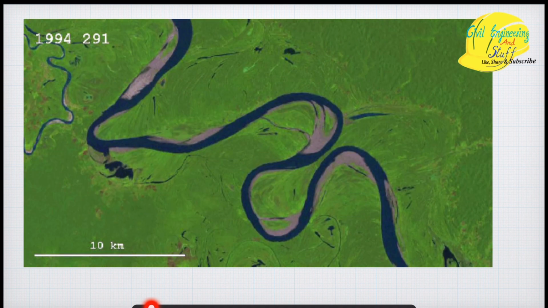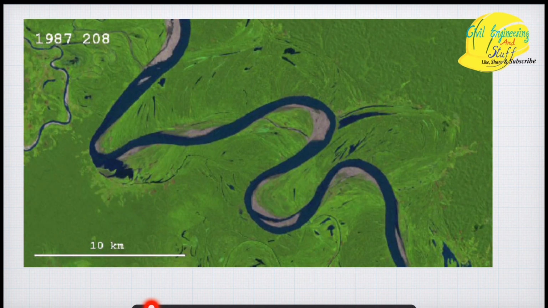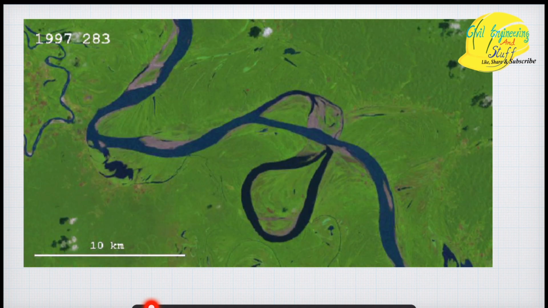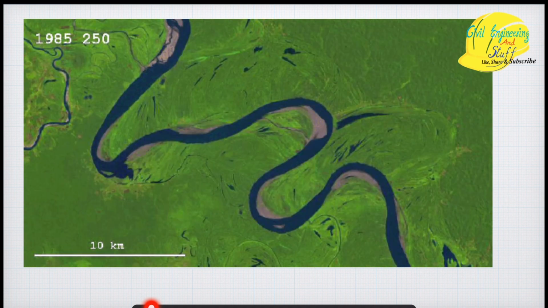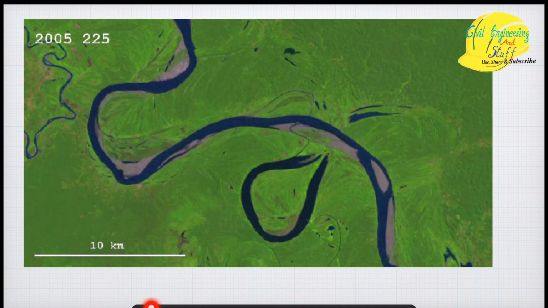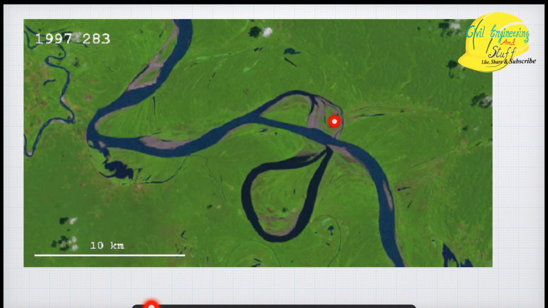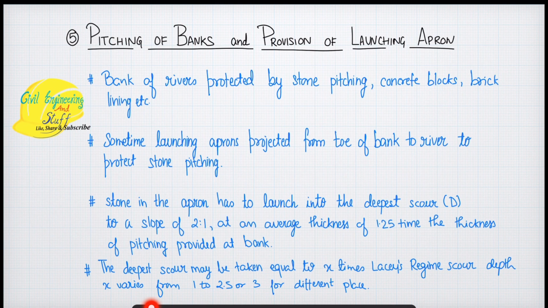So this portion is the example of cutoff. You can see this is happening naturally. If done manually, this is called the artificial cutoff, and usually it is done along the tangential flow of the river. You can see naturally also it happens like that only. So manually, it is done along the tangential flow of the river.